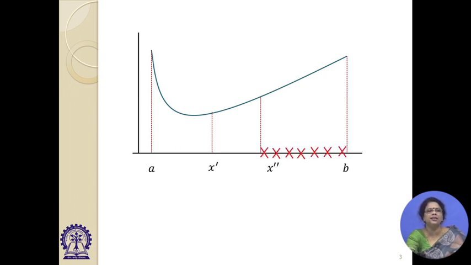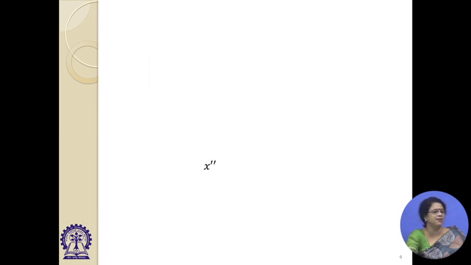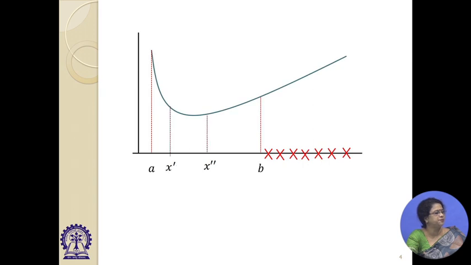We will eliminate, and in the next iteration we will have the lesser sized interval of uncertainty. That is why the next interval of uncertainty would be a to x double prime, alright. This was initial and this would be the next. Now, if this is the next level of uncertainty, then let us move to the next function.